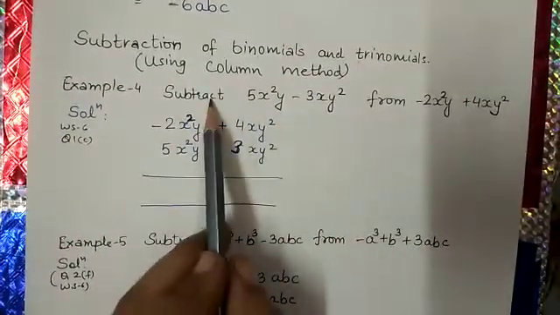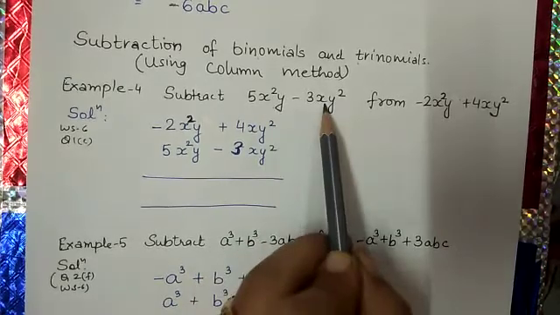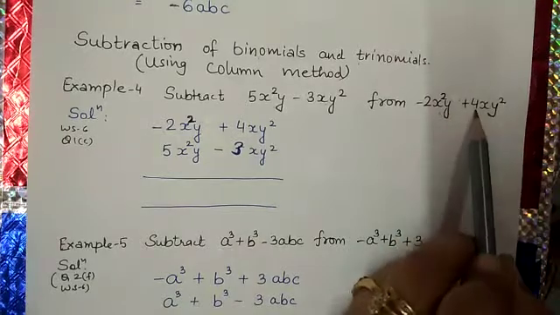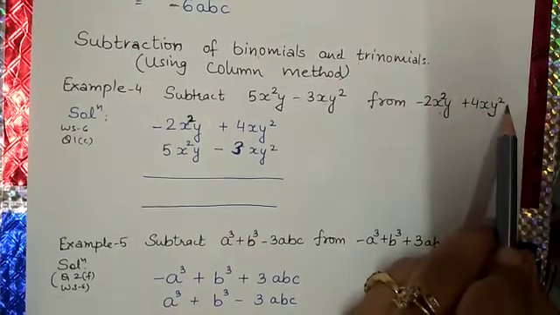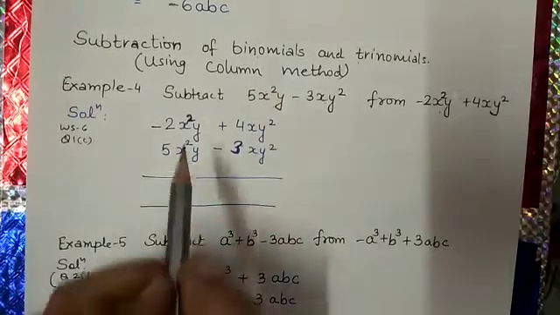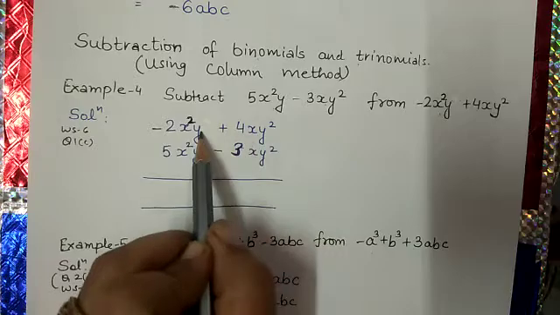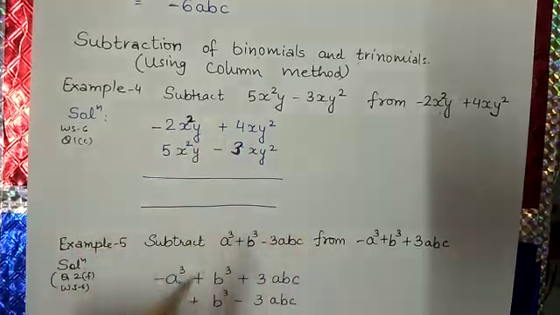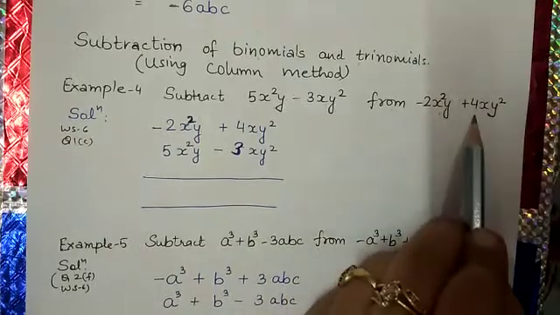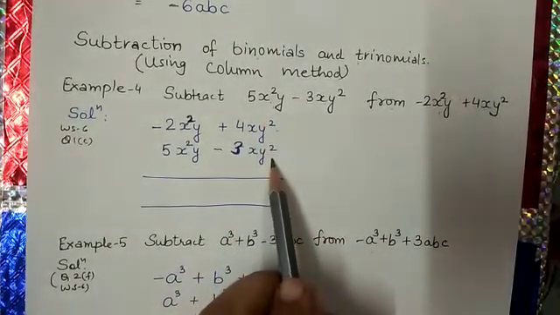Now we are discussing the subtraction of binomials and trinomials using the column method. First example I have taken: subtract 5x square y minus 3xy square from 2x square y plus 4xy square. A very important point while solving these questions: write very neatly and give proper space between the terms so that you can understand what you are doing. After from we are given this expression, so I have written it first. Then I have written this expression, right?